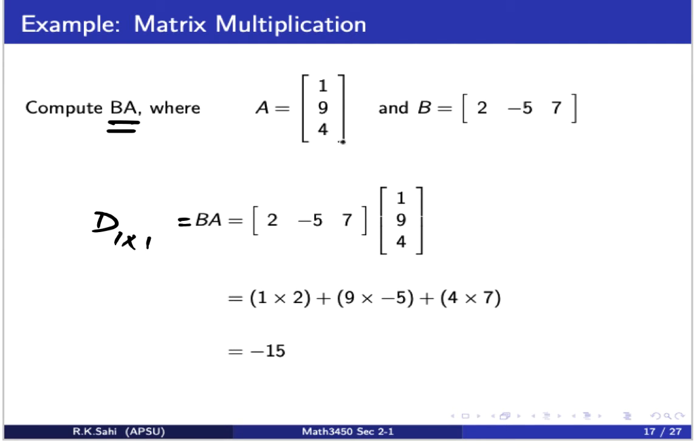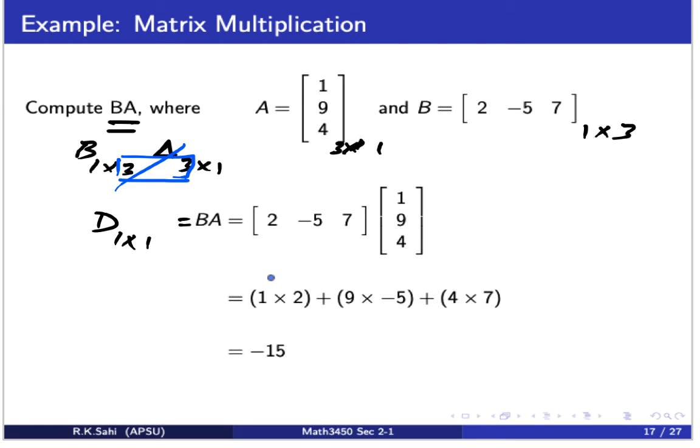1 by 1. Because remember, what is B? B is the matrix of size 1 by 3. A is the matrix of size 3 by 1. So clearly, what would be the new matrix BA? You basically remove the 3 and 3 here, and you're left with 1 and 1. So 1 row, 1 column. In other words, it's just one number. But how do we do it?